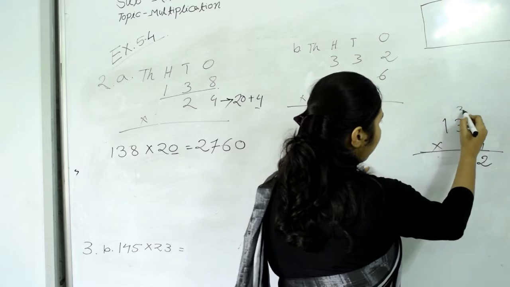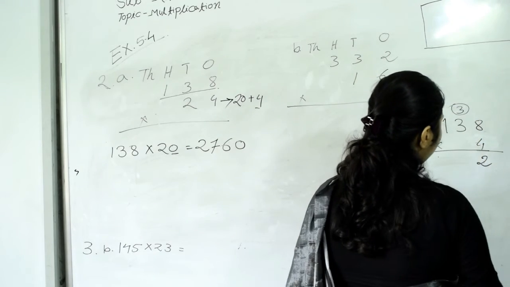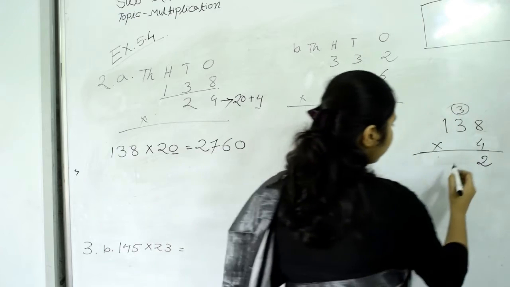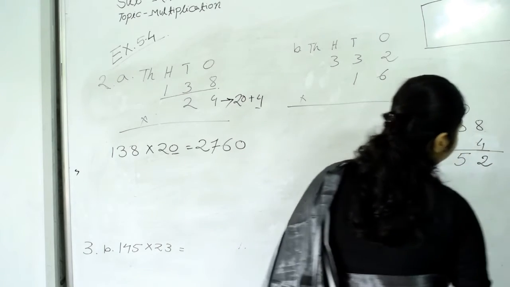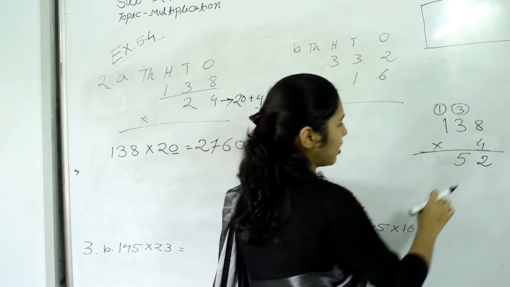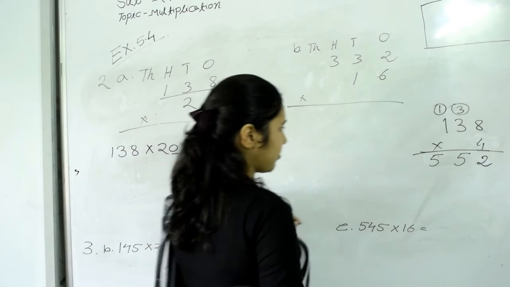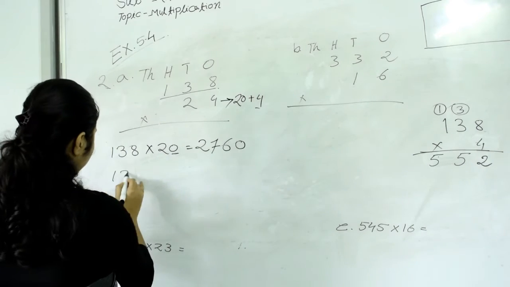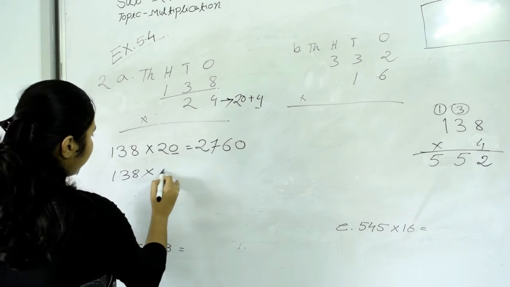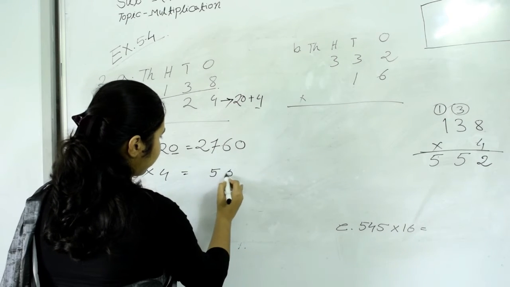32. Now carry this 3 in tens place. Then 3 4s are 12. 12 plus 3, 15. Now again carry 1 in hundreds place. Now 4 ones are 4. 4 plus 1, 5. So 138 into 4 equals 552.